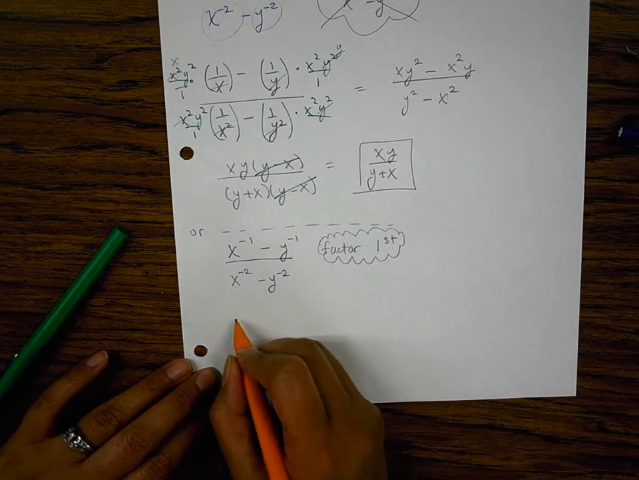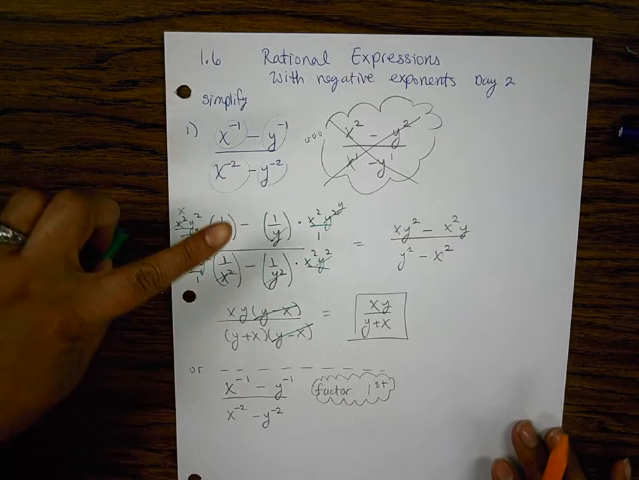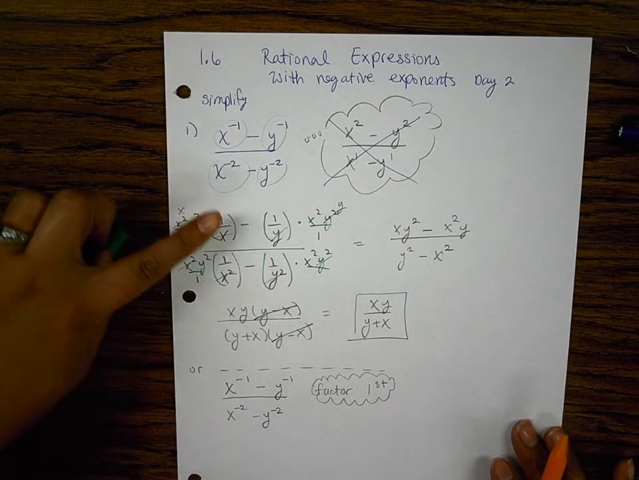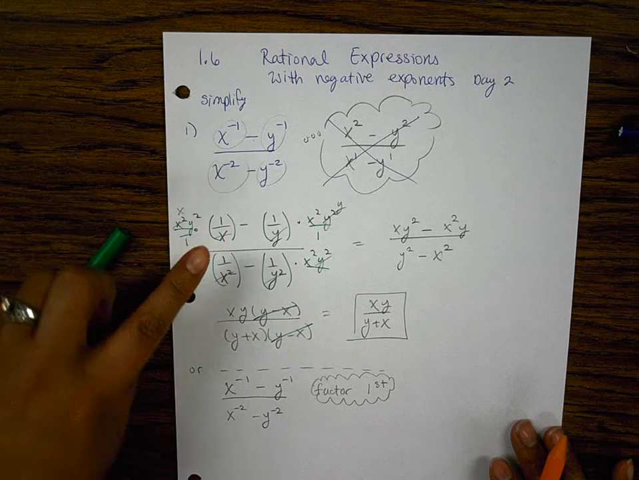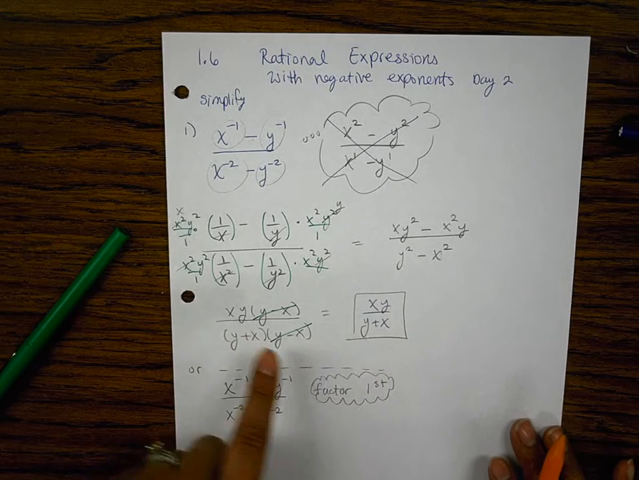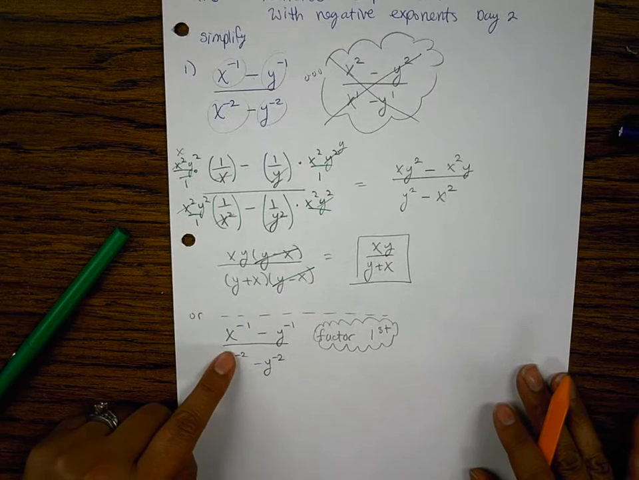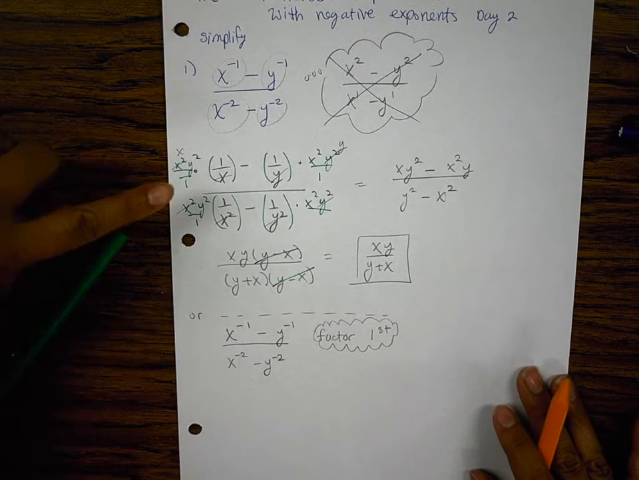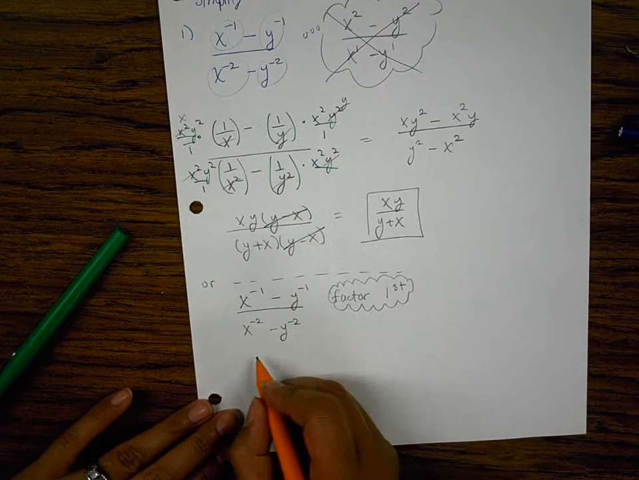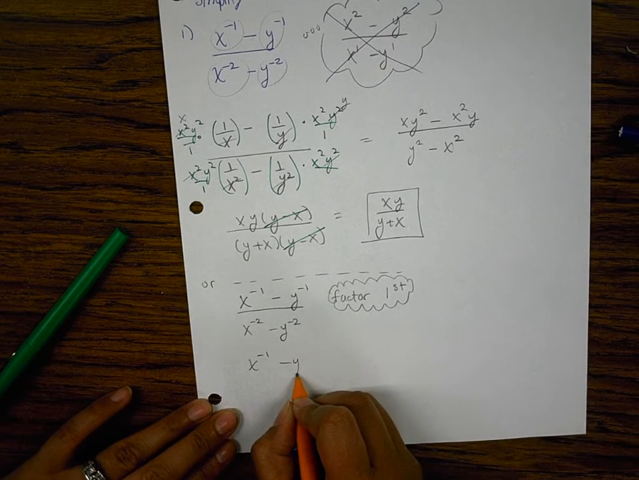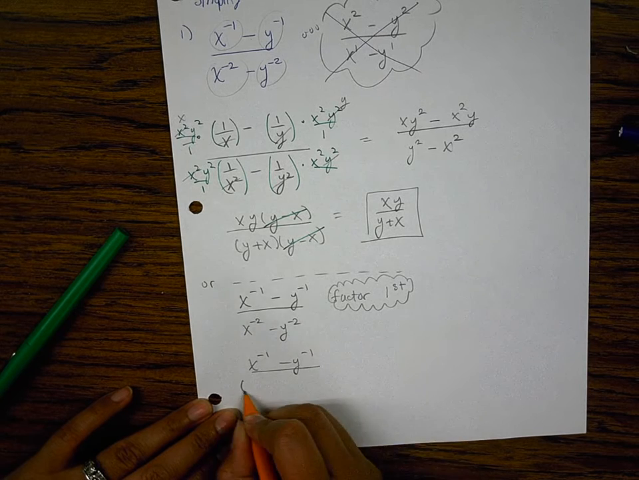So try it and see if things reduce. If it reduces, then good, you go forward. If it doesn't reduce, then factoring first is not a good idea. Up here I simplified my negative exponents, and then I cleared my complex fraction, and then I factored and reduced. Here I'm going to factor first, reduce, and then I'll do this step at the end.